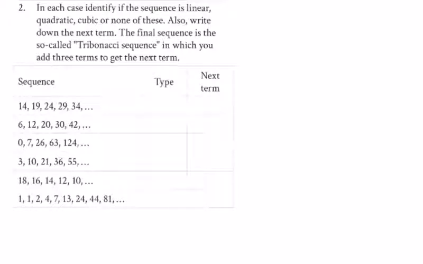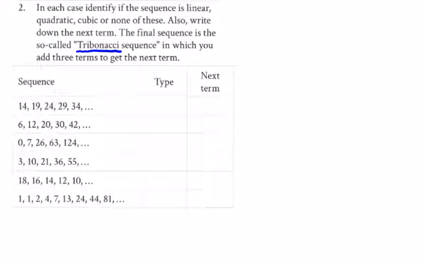Question 2, we have in each case identify linear, quadratic, cubic or none, and write down the next term. And we're given this, first time you're going to see this Fibonacci kind of variation. We add 3 terms together. 1, 1 and 2 you can see is equal to 4. If I take the 1, the 2 and the 4, they add up to 7 and so on. So we'll come to the Fibonacci now in a second.